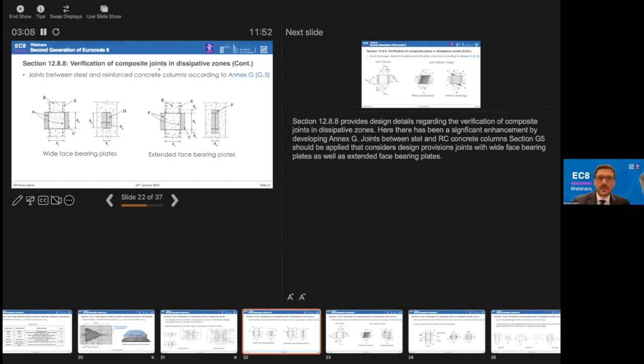The question about ductility: if you follow the details, the ductility requirements are ensured because the provisions that you see here are based on extensive work that relates to more than 500 experiments on this type of systems that were originally developed in Japan, but later were advanced in the US and Europe. So the ductility requirements should be no problem.